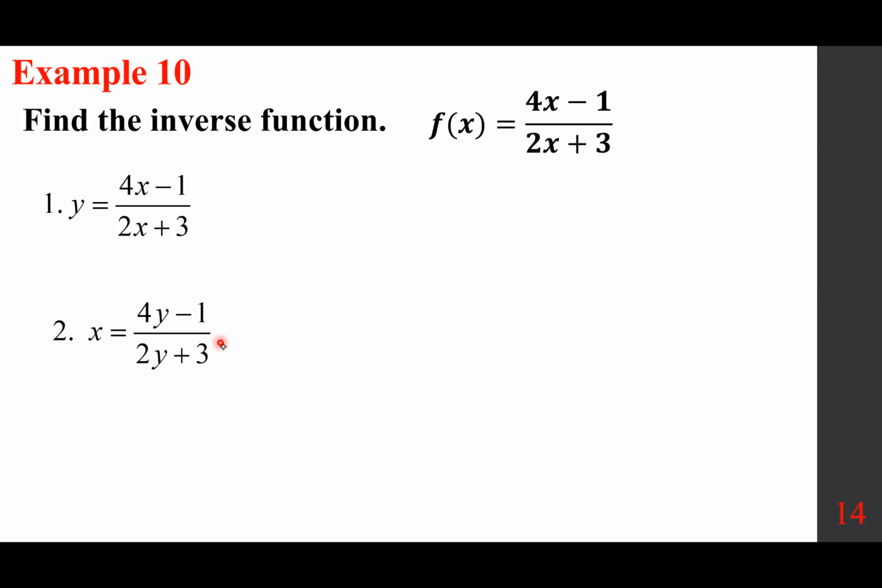To solve for y, we do the cross product as follows. We're going to multiply these two. We get 2xy plus 3x. We're going to multiply these two. We get 4y minus 1. We want to solve for y. We move this to the left, becomes minus 4y. We move this to the right, becomes minus 3x. That's one way to do it. I'm going to write that.